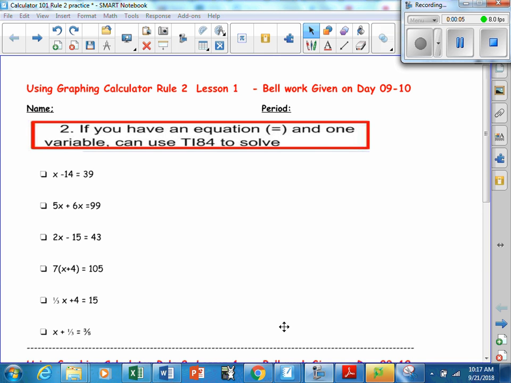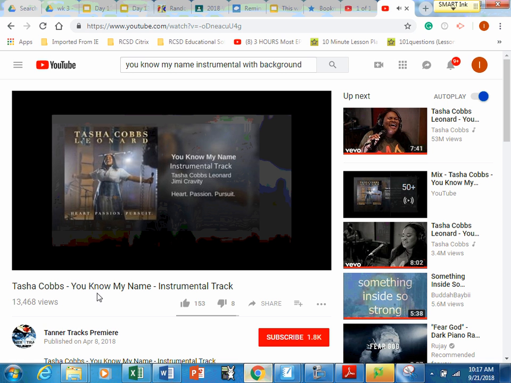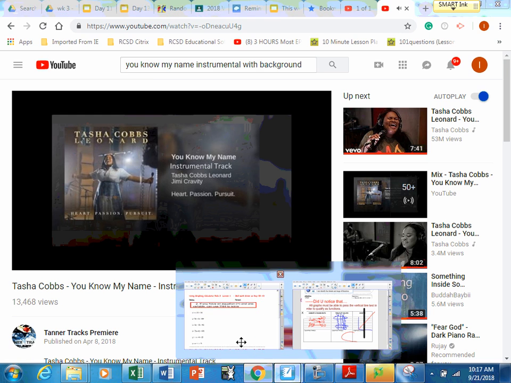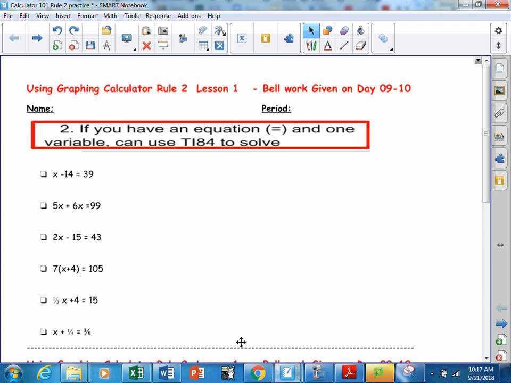All right. So what we're going to do in this brief video is show you rule number 2 of using a graphing calculator when you have an equation that looks like this and there's one variable. We can use the TI-84 to figure this out. I'm going to show you the 7th and 8th grade skills that you should have learned last year, just as a review, but then I'm going to transition into the 9th grade skill I'm attempting to teach you this year. All right, so let's begin.